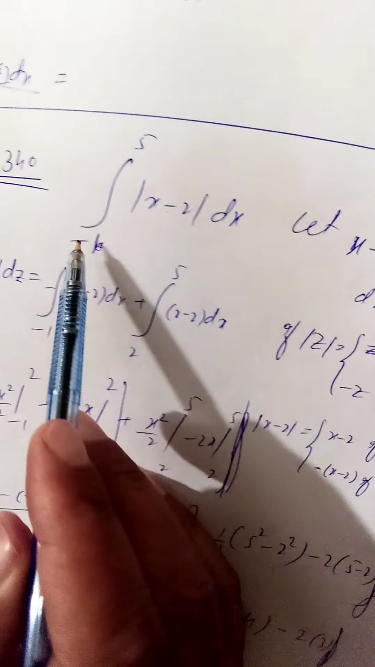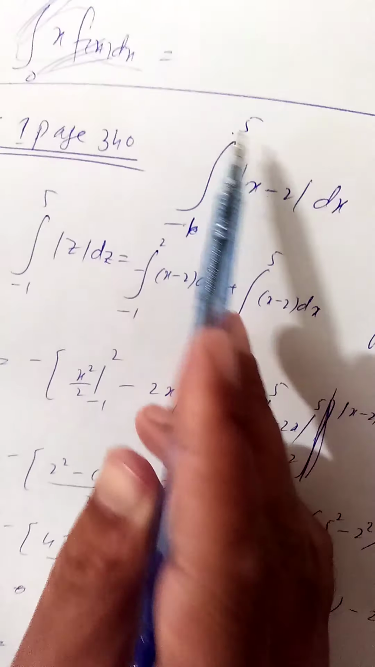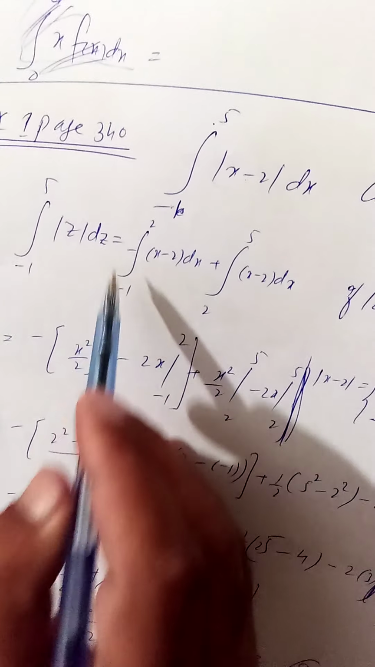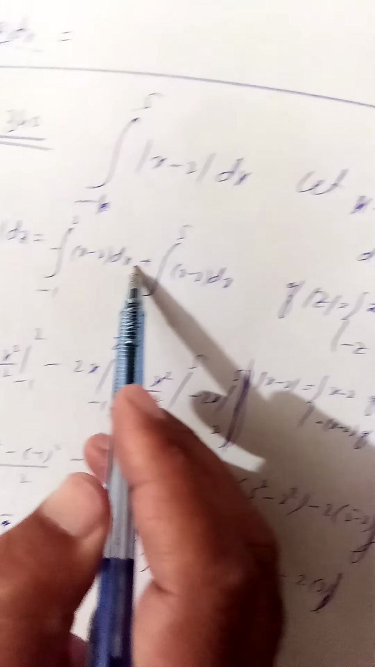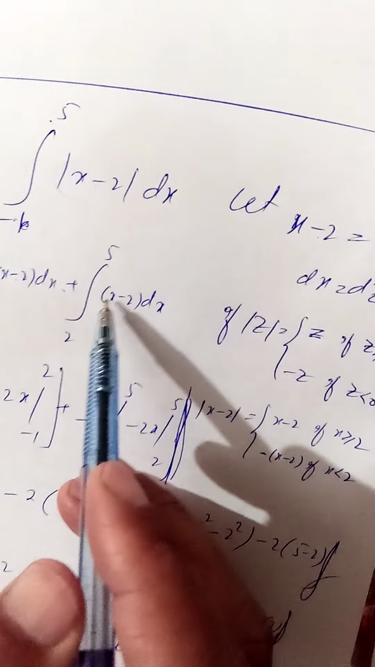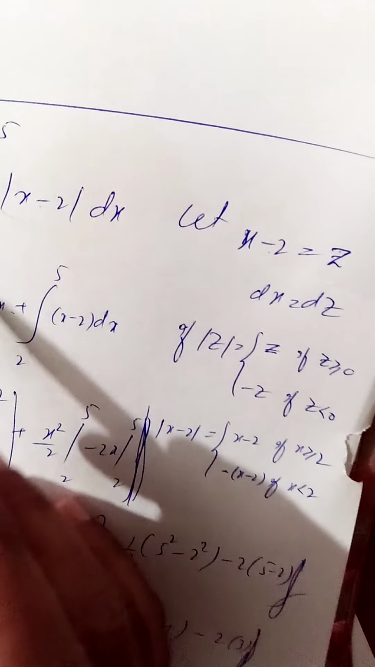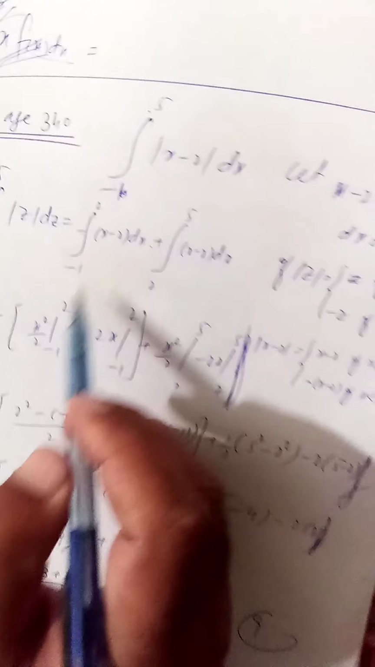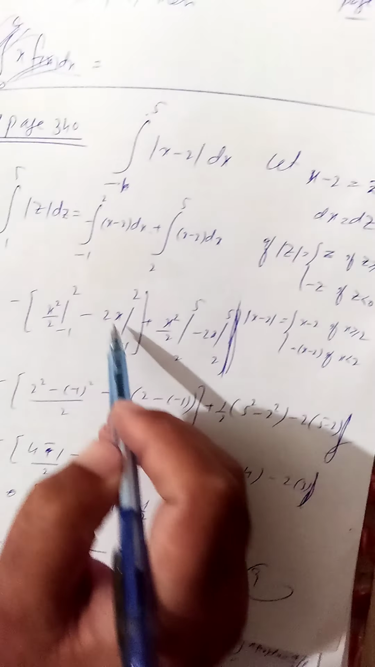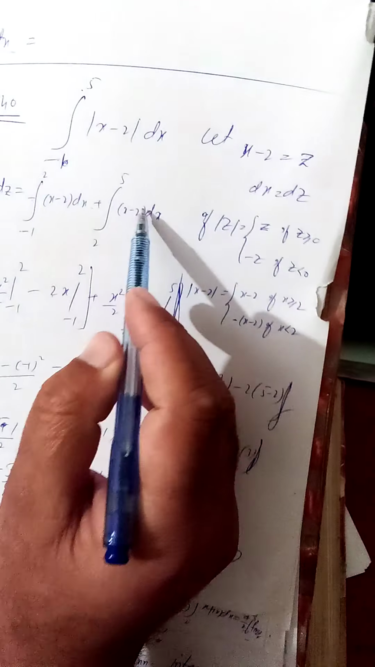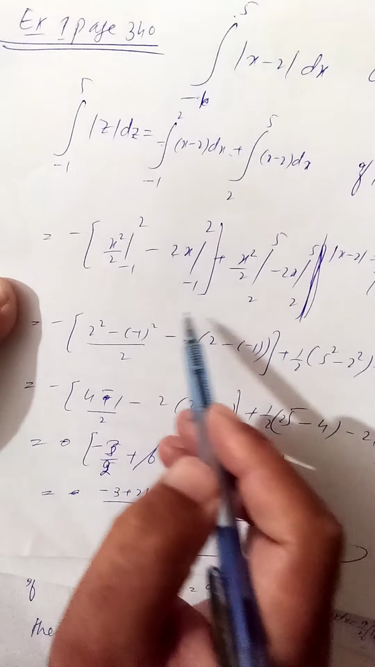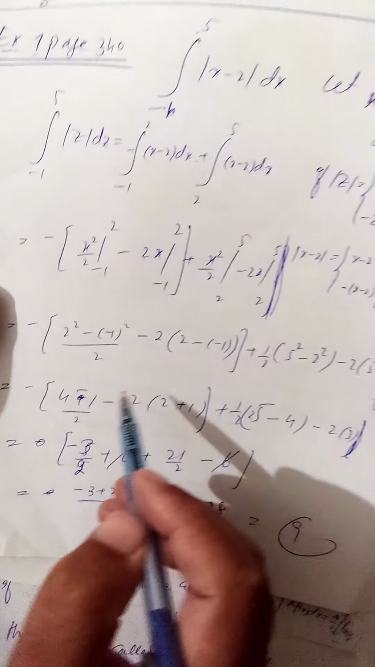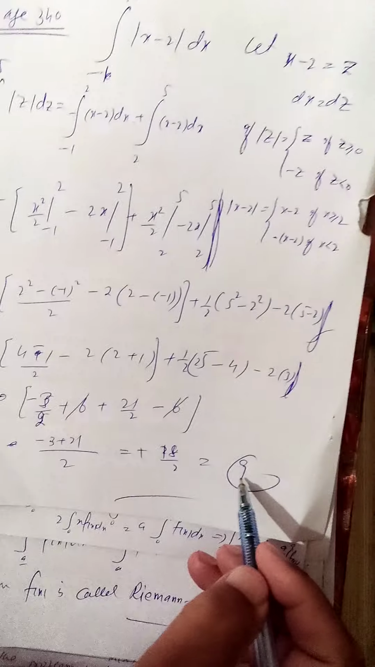Using this property, we know that from minus 1 to 2, this function is negative. So it becomes integration from minus 1 to 2 of minus x minus 2 dx, plus from 2 to 5, where it is positive, integration of x minus 2 dx. Evaluating this integral, which is a simple integral, we get x square by 2 minus 2x for the first part, and x square by 2 minus 2x for the second, with upper and lower limits. Now putting the values of the limits and simplifying, we get the required result, 9.